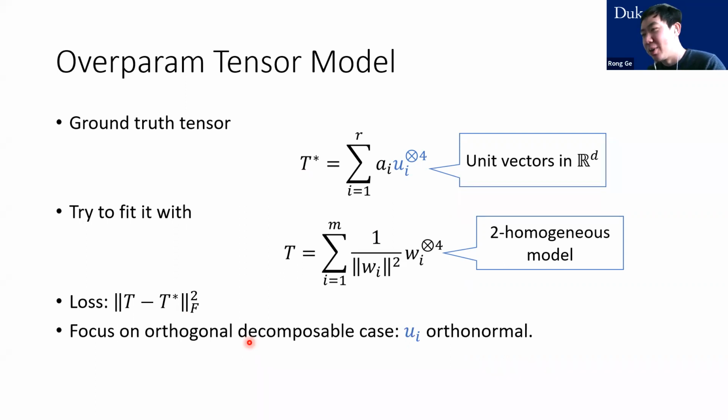In this work, we actually focus on a very simple case of a tensor model where the ground truth model has orthonormal components. And we are still in the mildly overparameterized setting because we will set m, the number of student components, to be larger than r, but still much smaller than polynomial in d. Of course, the traditional tensor decomposition problem would require you to work in the exact parameterization regime of m equal to r. When things are orthogonally decomposable, we can actually do that. But when the ground truth tensor is general, then it is NP hard to find the minimum rank decomposition for the tensor.